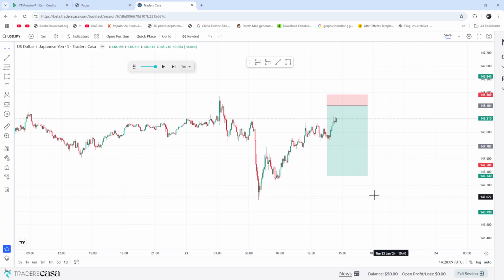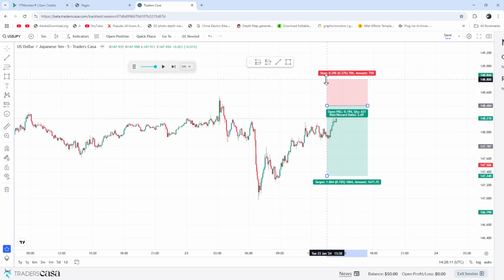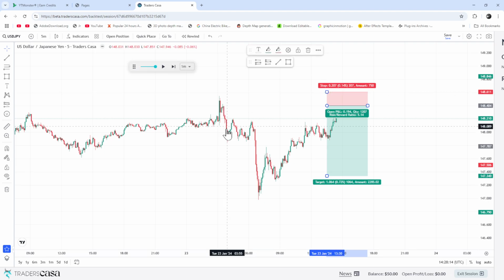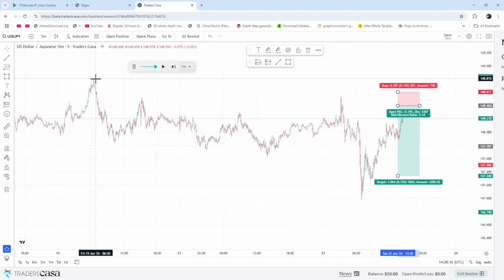So let me see what will happen if market will ever. I will put somewhere around there. Oh, there is a high thing here. Let's see.